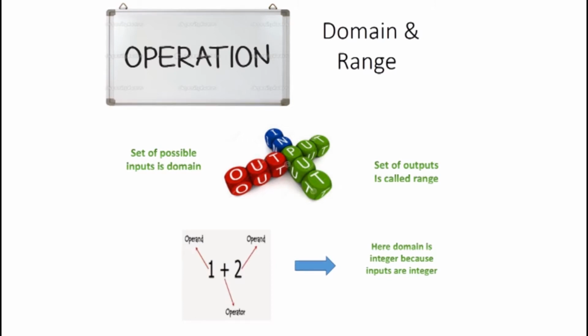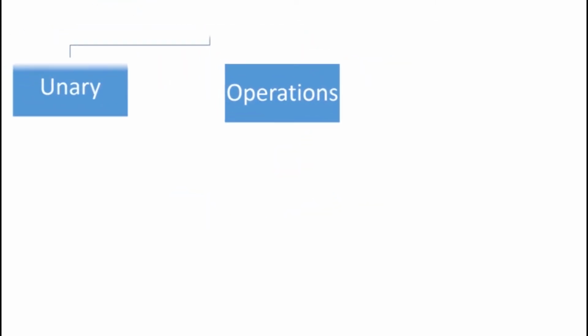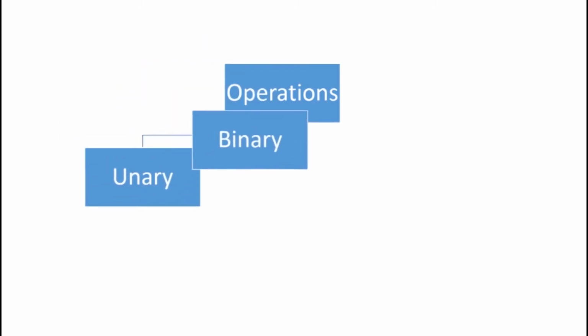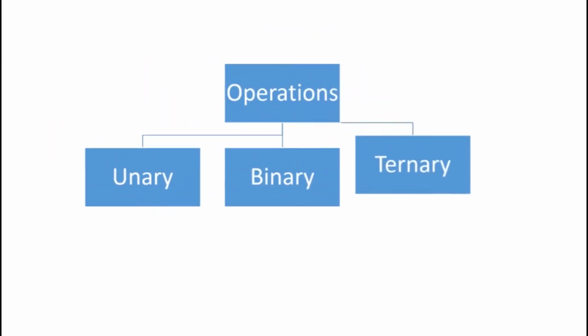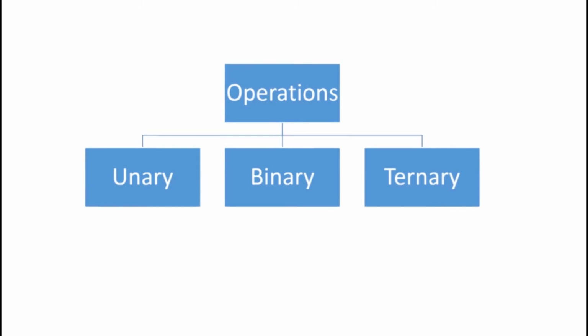Next, we have a classification of operators. Operators are classified into 3 categories: unary operators, binary operators, and ternary operators. And these categories depend upon the number of operands required by an operator to perform an operation.